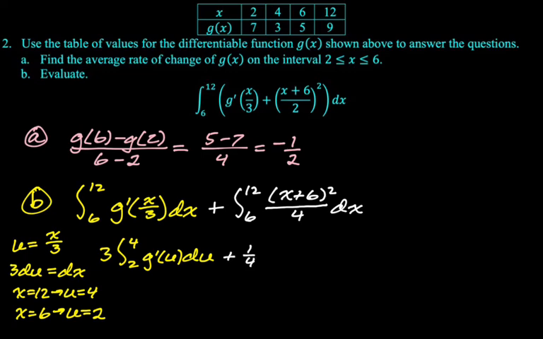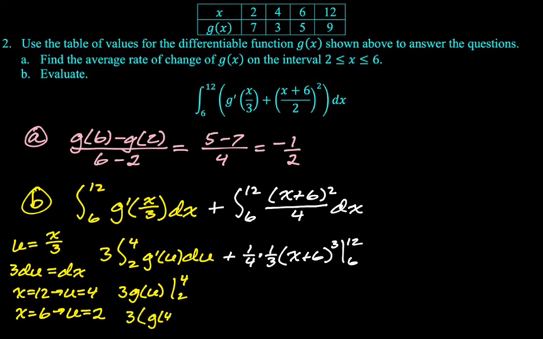So let's do the other one. The other one, I'm pulling out the 1/4, and then this one's perfect, right? You don't need, the chain rule didn't put a 1 there, so we don't need to reverse anything. I'm just going to add 1 to the power and multiply by the reciprocal, so 1/3 times the quantity x plus 6 cubed, and then we're going from still 6 to 12. So I'm not doing a u substitution on this, I'm just doing the problem. I can evaluate that with the fundamental theorem. So back to the yellow one, we got 3g of u from 2 to 4. That's definitely 3 times g of 4 minus g of 2. G of 4 is 3, g of 2 is 7.